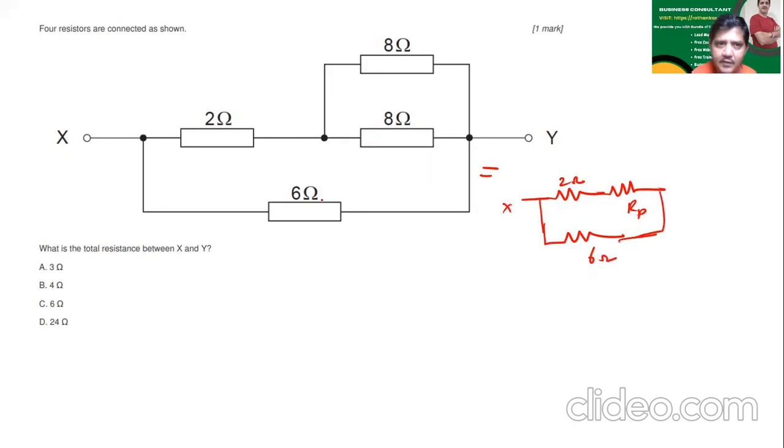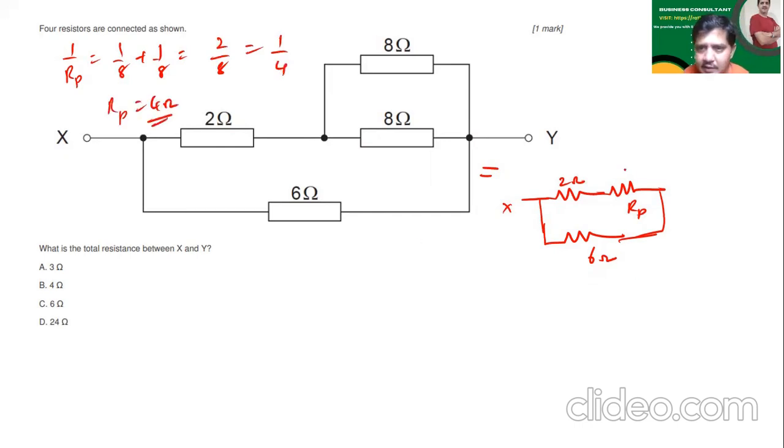Now let us calculate the value of RP. 1 by RP is equal to 1 by 8 plus 1 by 8, which should be 2 by 8, which should be 1 by 4. So RP should be equal to 4 ohms. So I already got the value here. This is 4 ohms. Next, what should I do?